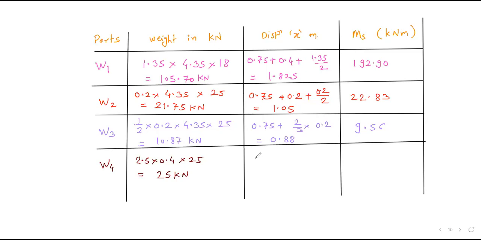And then its centroid is 2.5 by 2, which is equal to 1.25 meters. So calculate the moment. What is the moment? It is 31.25. Okay, so this is 31.25. Now we will take the summation of all of this.